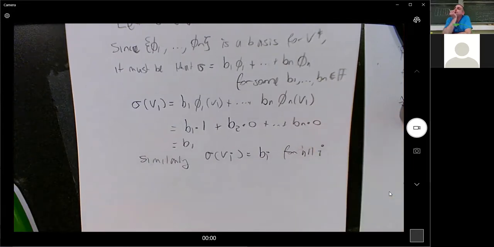We know how a function works on its basis. That means we know how it works in general.